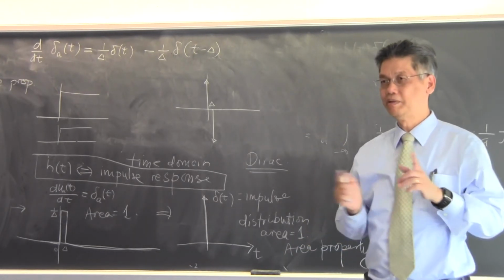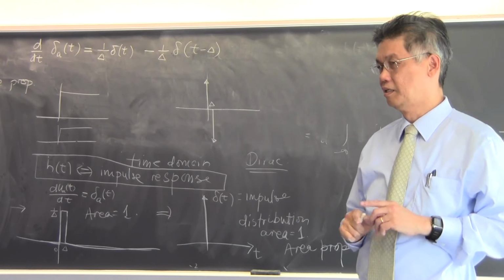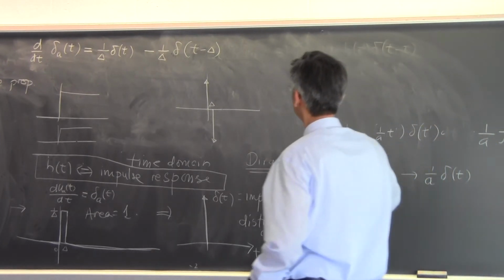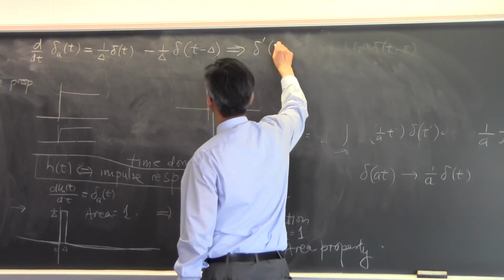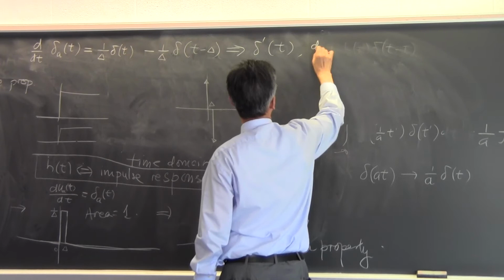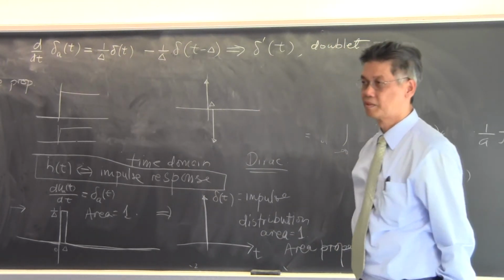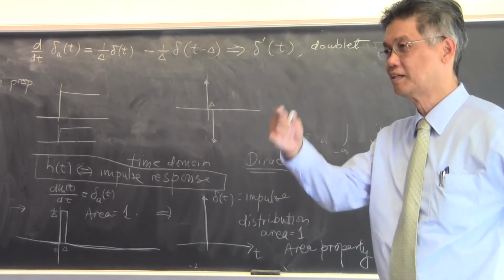Okay? And when you make delta very, very small, it gives you two impulses that are very close to each other. That's called a doublet. This is becoming the derivative of the delta function, which is called a doublet. So pictorially, can you see this in your mind? What a doublet is?